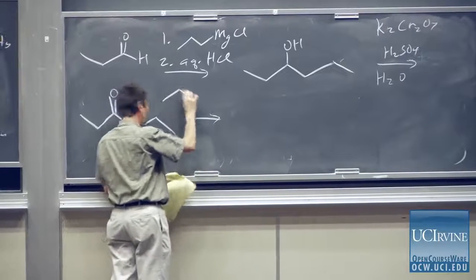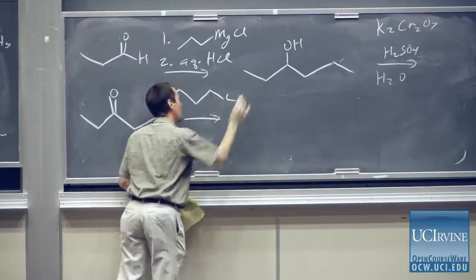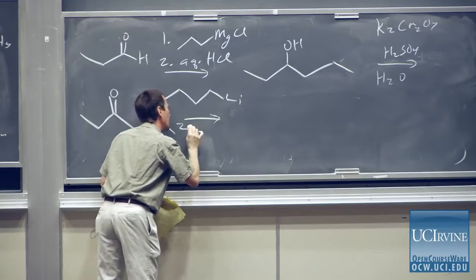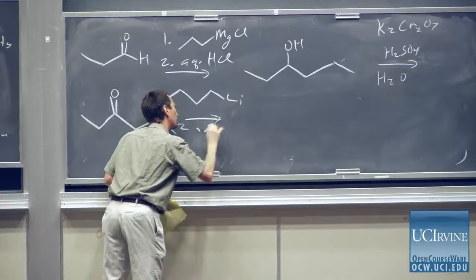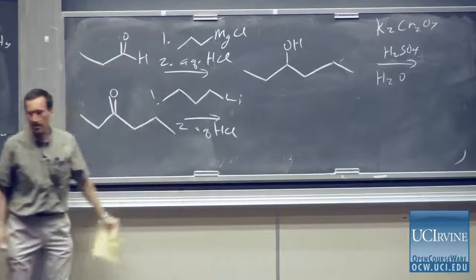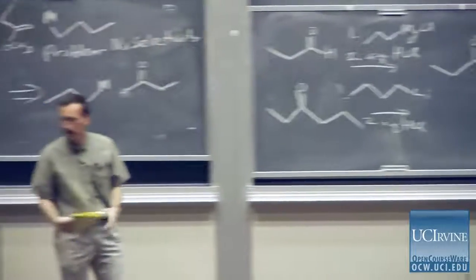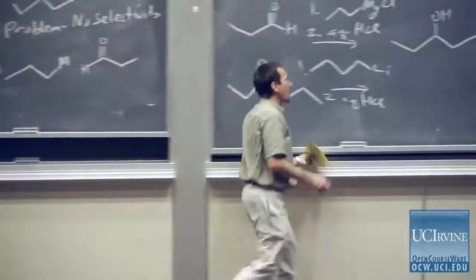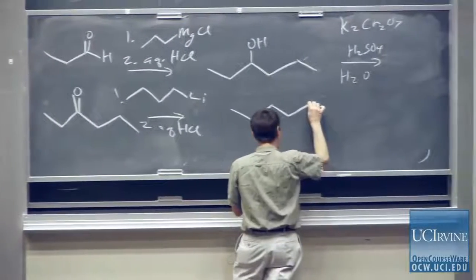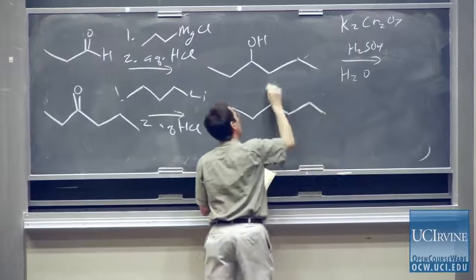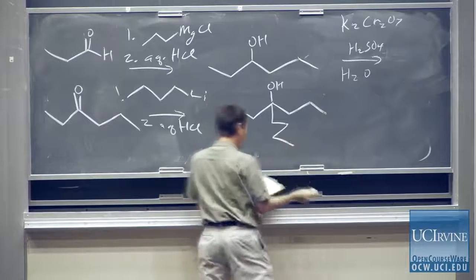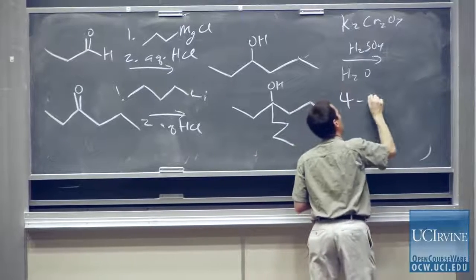Finally, to complete our synthesis, I'm going to take butyl lithium, and I'll do an aqueous workup. Again, I'll use HCl. I've written it below the arrow here, above the arrow there. It doesn't really matter. A chemist is going to read it the same way. And lo and behold, I have proposed a rational and selective synthesis of our target molecule, 4-ethyl-4-octanol.